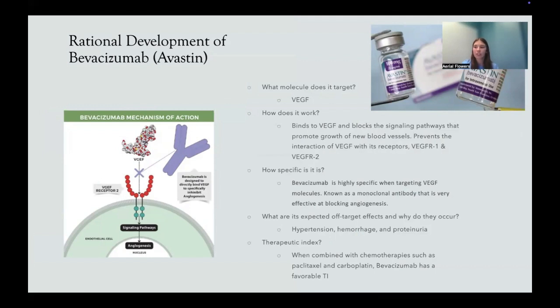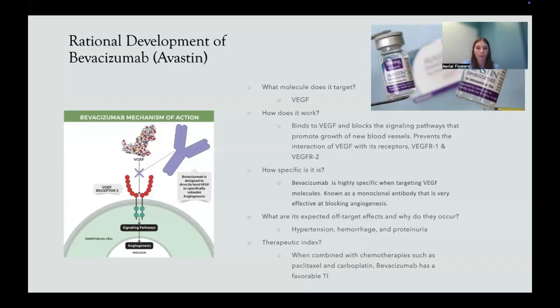Next thing we're going to focus on is the rational development of Avastin. So what does this molecule target? VEGF, and we explained earlier what VEGF was and how it blocks the signaling pathways that promote growth of new blood vessels. Our drug binds to VEGF and blocks the signaling pathways that promote new blood vessels, and it also prevents the interaction of VEGF with its receptors VEGFR1 and VEGFR2. This is very highly specific when targeting VEGF molecules because it's a monoclonal antibody that is very effective in blocking angiogenesis. Expected off-target effects include hypertension, hemorrhage, and proteinuria.